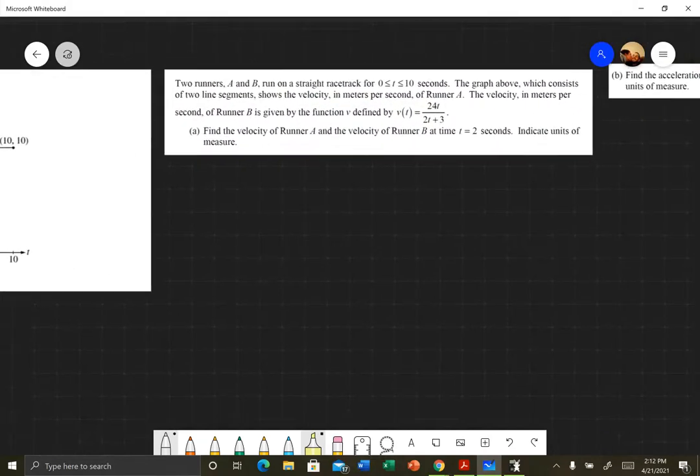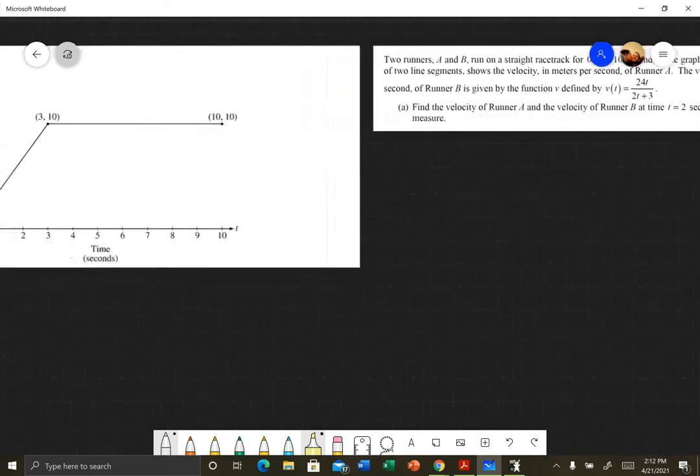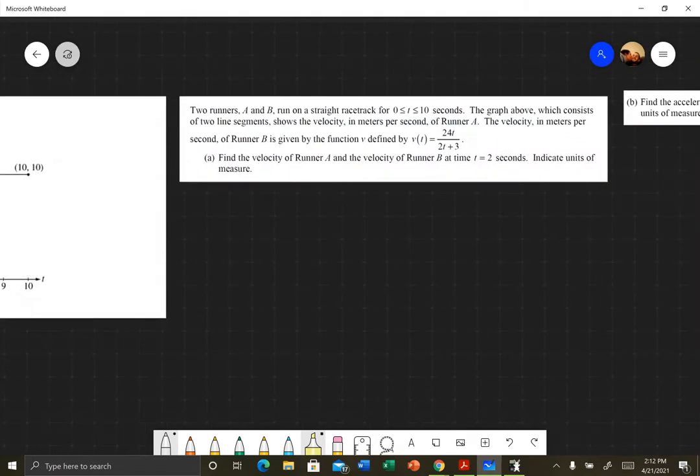And so for problem part A, it said two runners, A and B, run on a straight racetrack for 0 less than or equal to t less than or equal to 10 seconds. The graph above, which consists of two line segments, shows the velocity in meters per second. So again, meters per second. There's an alert right there. Let's think about that. Make sure we get those units, meters per second, of runner A. The velocity in meters per second, so we've both got the same units, of runner B is given by the function v, defined by v of t equals 24t divided by 2t plus 3.